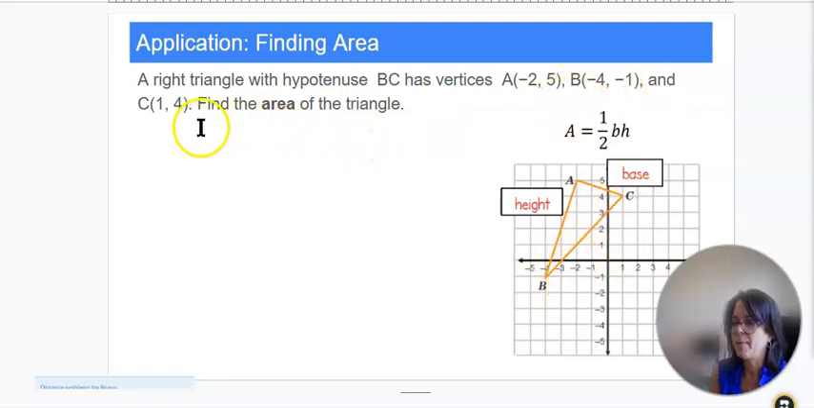Here's the right angle. Here's the hypotenuse. They give us A, B, and C, the corners of the triangle, and they tell us to find the area. Okay? The formula for the area of a triangle is 1/2 times base times height. You need the length of AC and the length of AB, and then you can plug those in. So let's take a minute and use the distance formula to find the length of AC and then the length of AB.